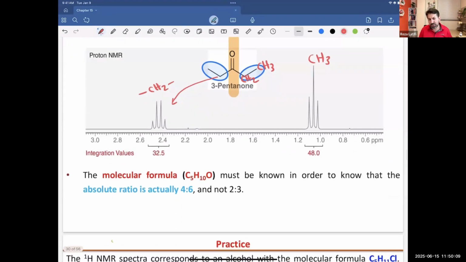Now, when it comes to an element of symmetry, again, what do I mean by element of symmetry? For example, a plane, where you can chop the molecule, or an axis of rotation. The more of those elements you have, the fewer signals you will see. So if your molecule is really symmetrical, you will get a really small number of peaks.